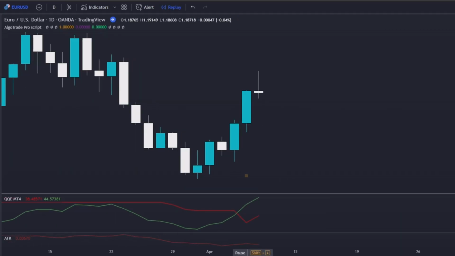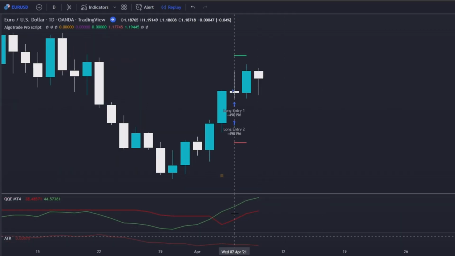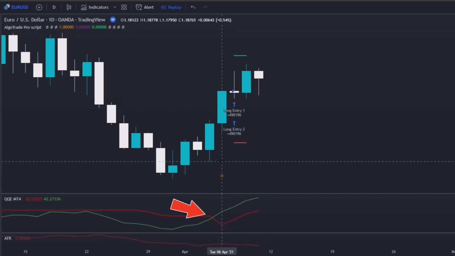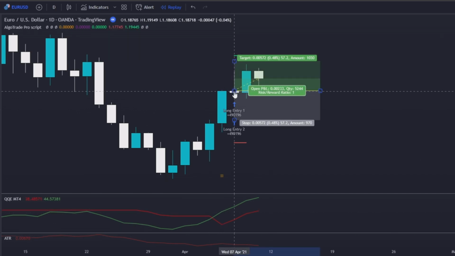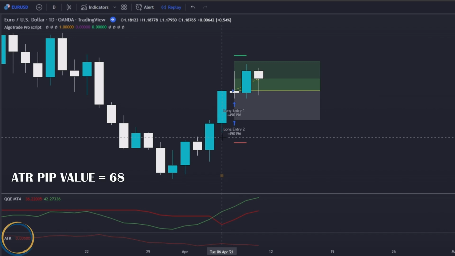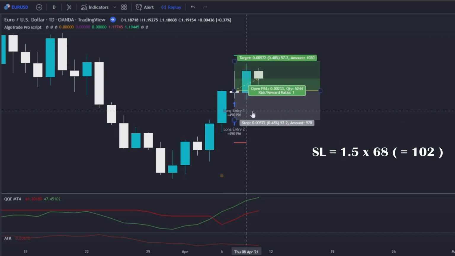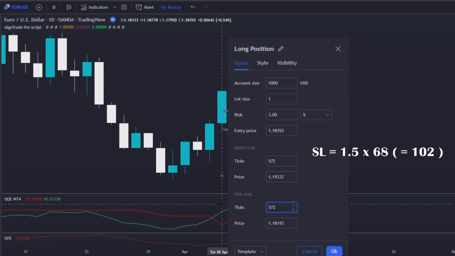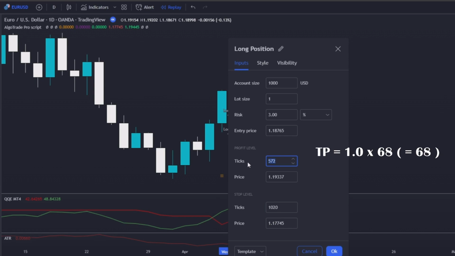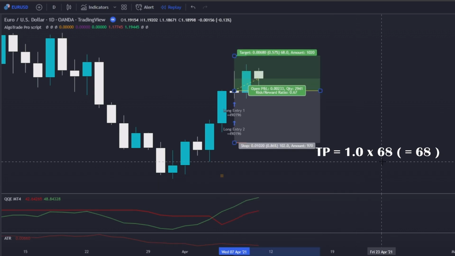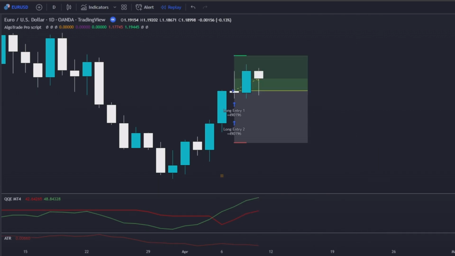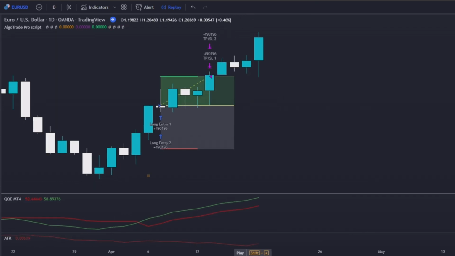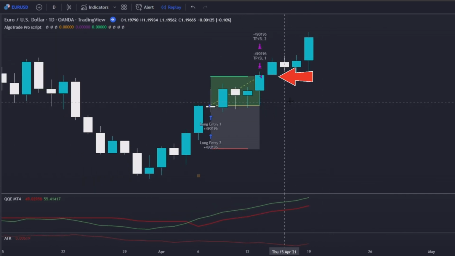Let's see if everything is okay in our code. Here we have an example of a long signal. The algo considered the entry point after the closure of the signal candle given by the QQE. The stop loss value is 1.5 times the ATR pip value, in this case 1.5 times 68, which is 102 pips, and for the take profit the value is 1 times the ATR pip value, so 68. This trade will be a profitable one. The take profit was hit here.